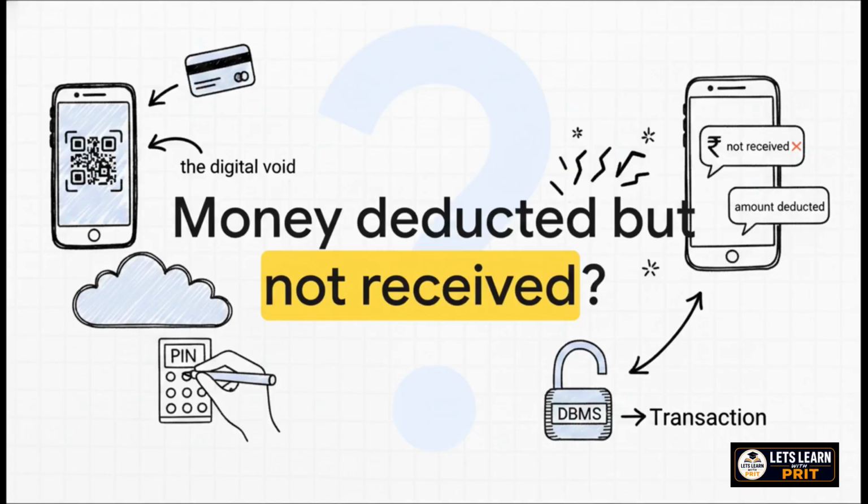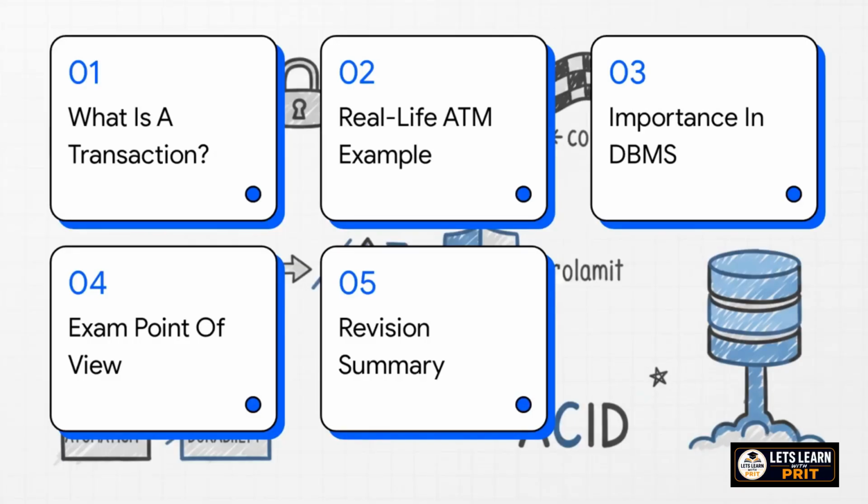Did the money just vanish into thin air? Well, this panic-inducing scenario is a classic example of a system crash causing data inconsistency. If our databases didn't have a safety net, your money would actually be permanently lost in the digital void. Okay, let's dive into this, because the ultimate solution to preventing this exact disaster is exactly what we call a DBMS transaction.